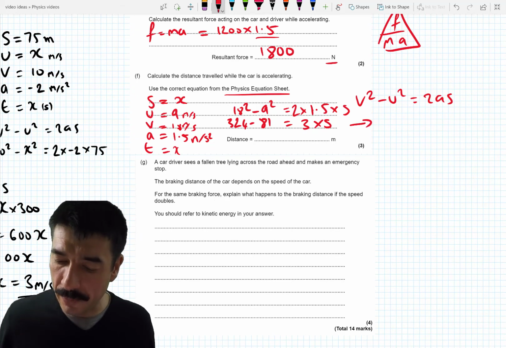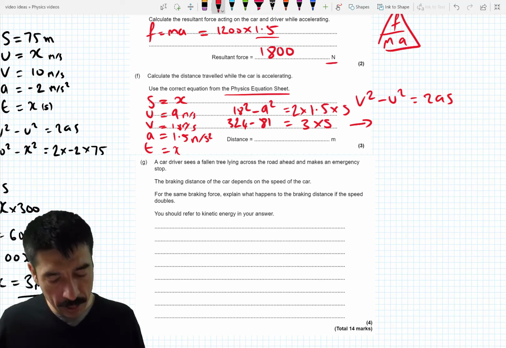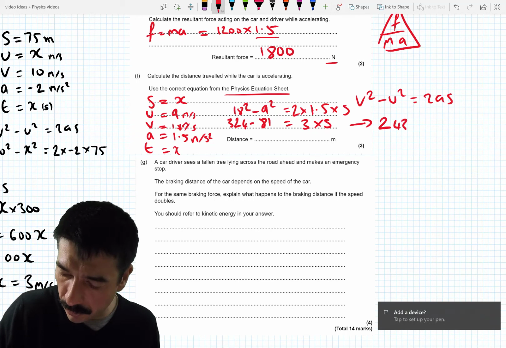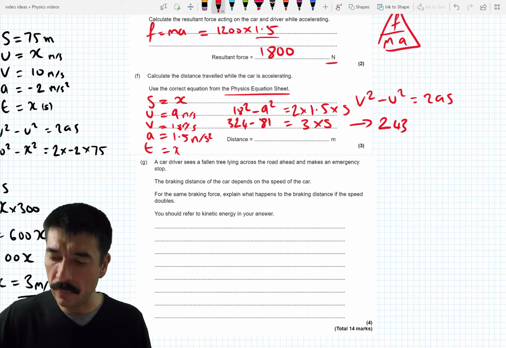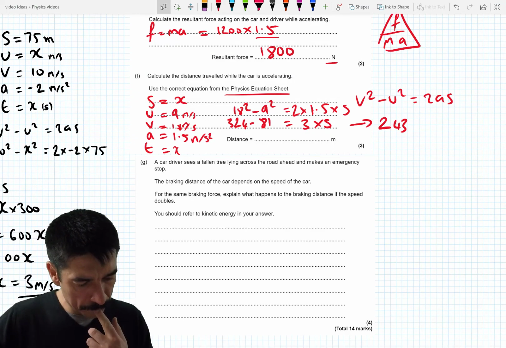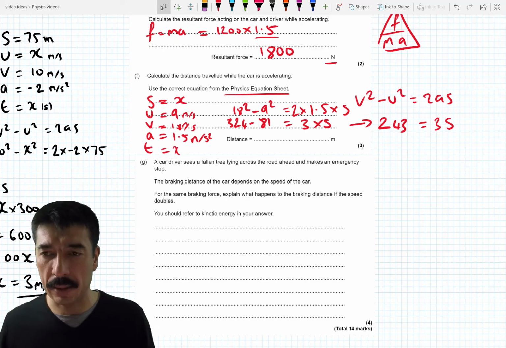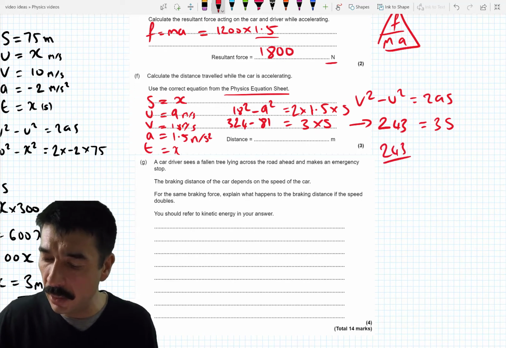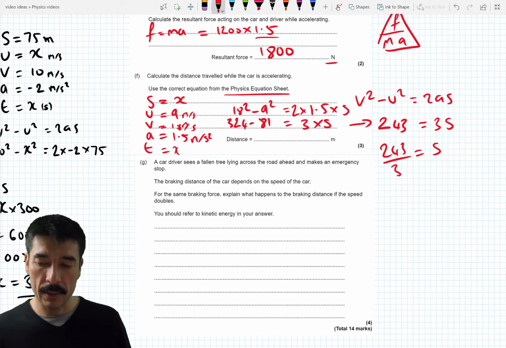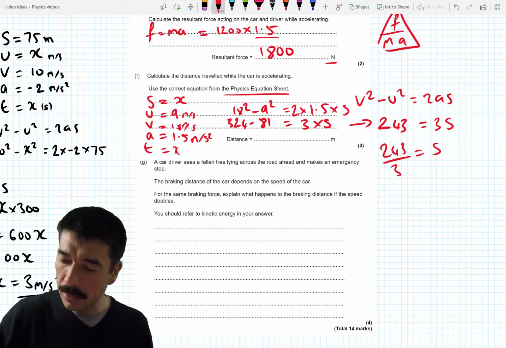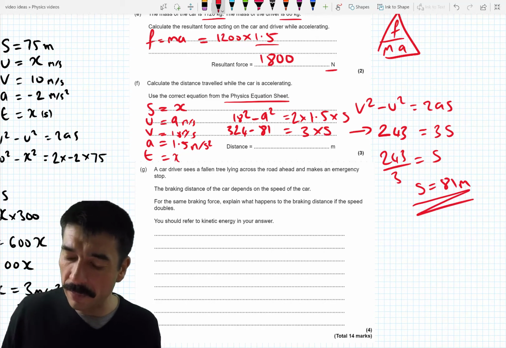Running out of space, I'm going to go over to here. Okay, 324 minus 81 is 243. 243 will be equal to 3s. So this looks quite easy to rearrange. 243 divided by 3 will equal s. Yes, 243 to buy 3 lots of s. So I divide by 3, which gets me a displacement s of 81 meters. So that would be my final answer, 81.